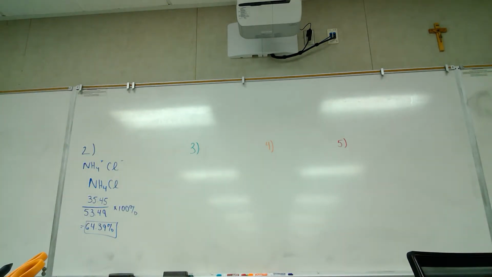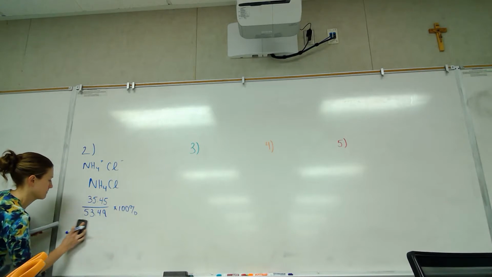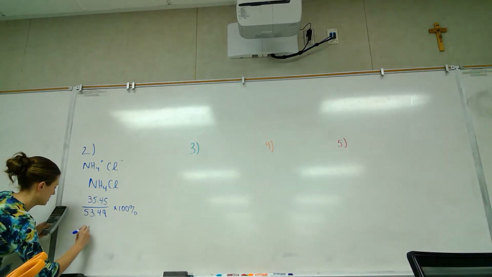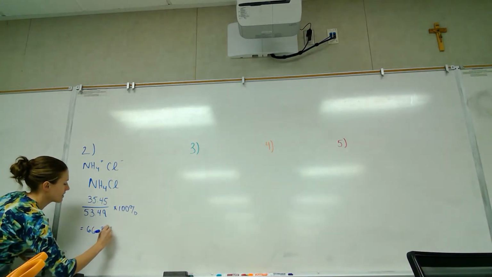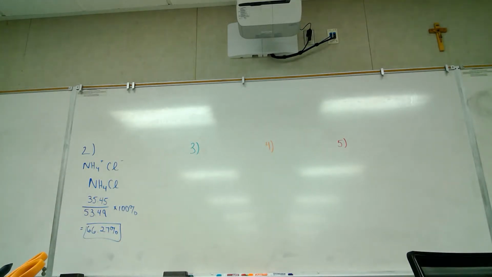35.45 divided by 53.49. You're right, I'm wrong. 66.28. I got 66.27. That's what we got. If you got 26, that's fine. It's okay. That's definitely 100% wrong.